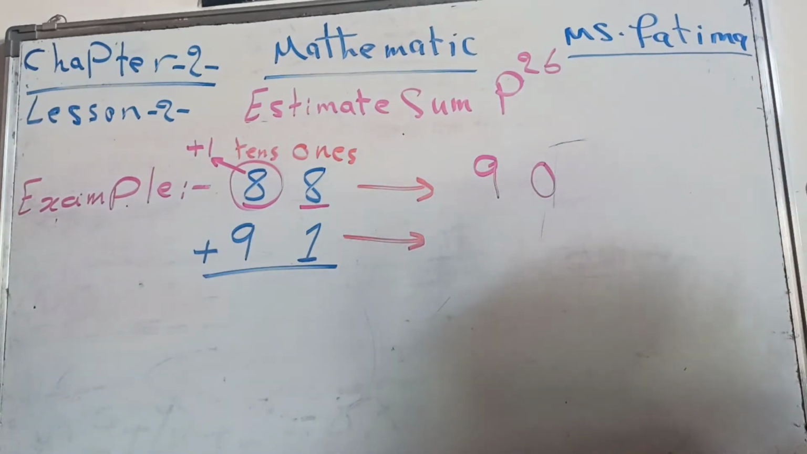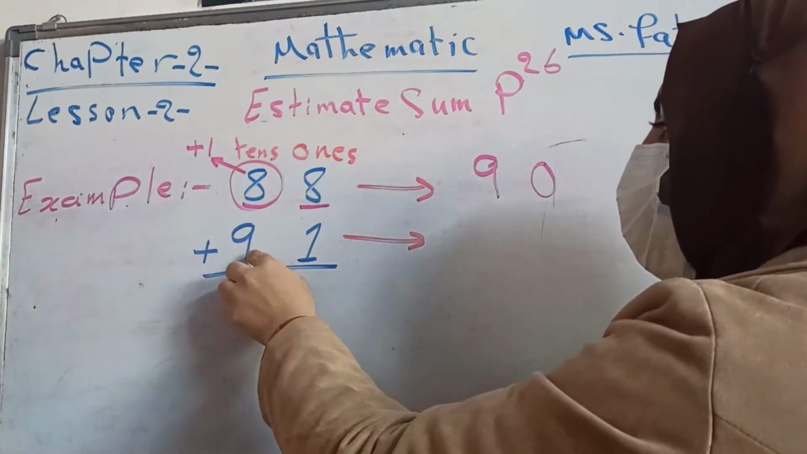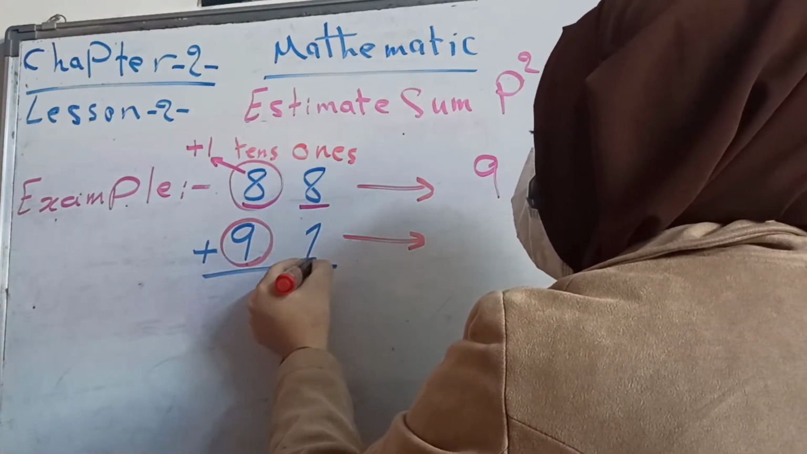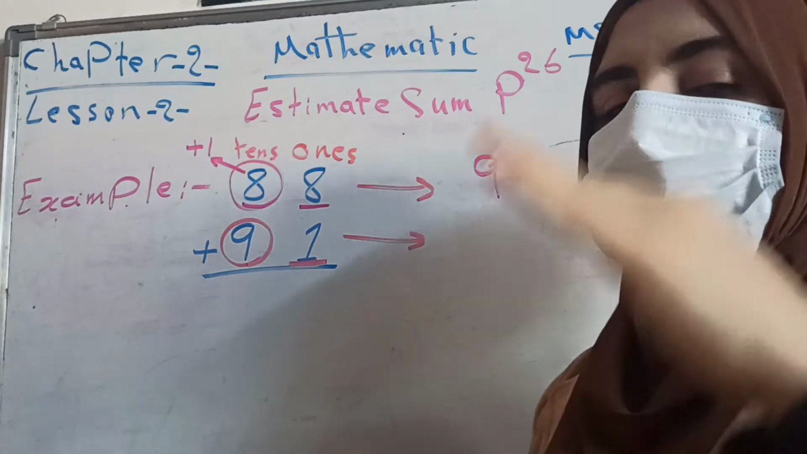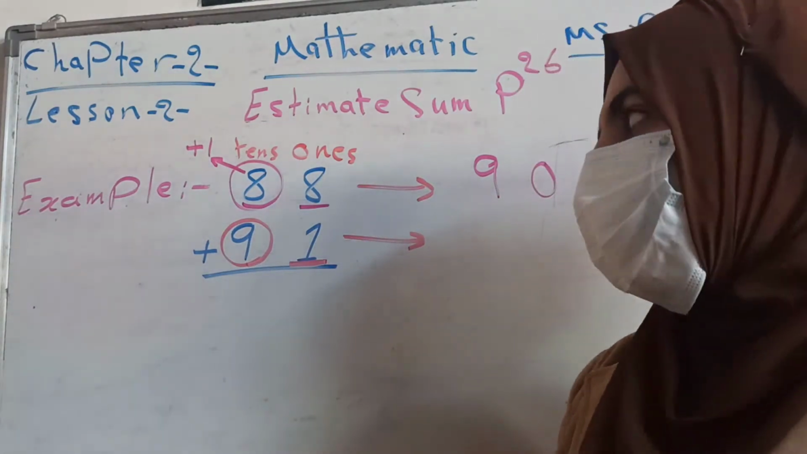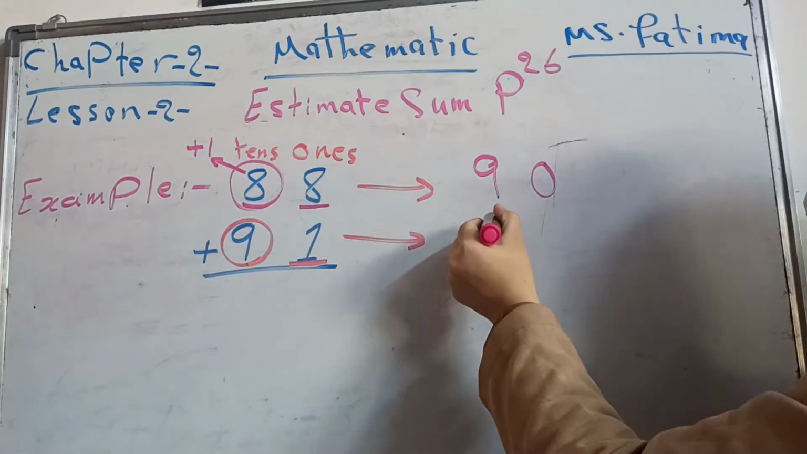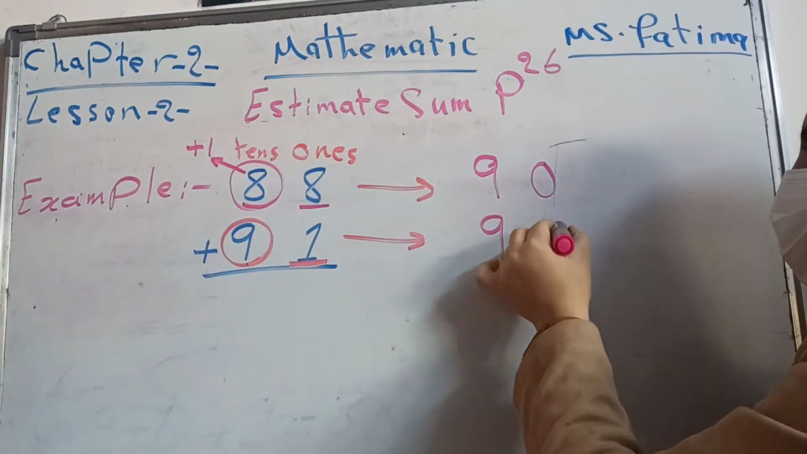Now we get to round the second number. We have 91. We have 9 in tens and 1 in ones. 1 is smaller than 5. Then we write this number like itself without any change. Then it rounds to 90.